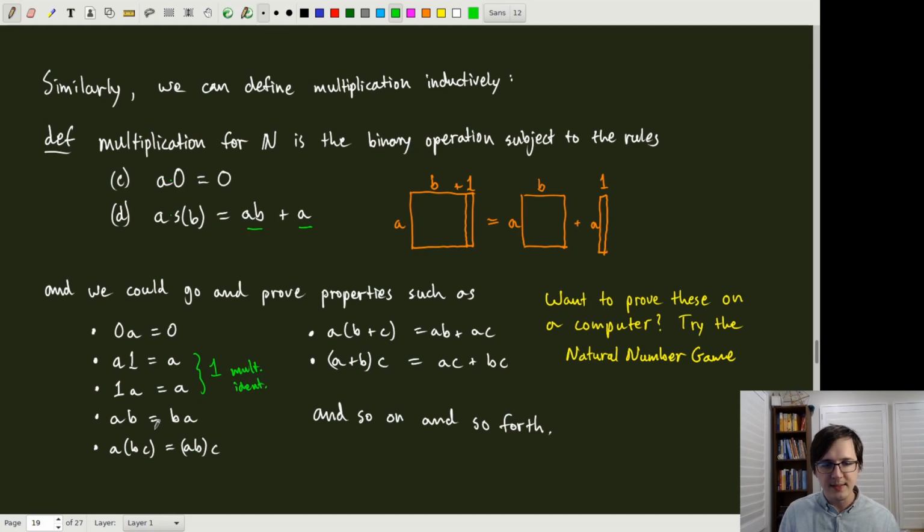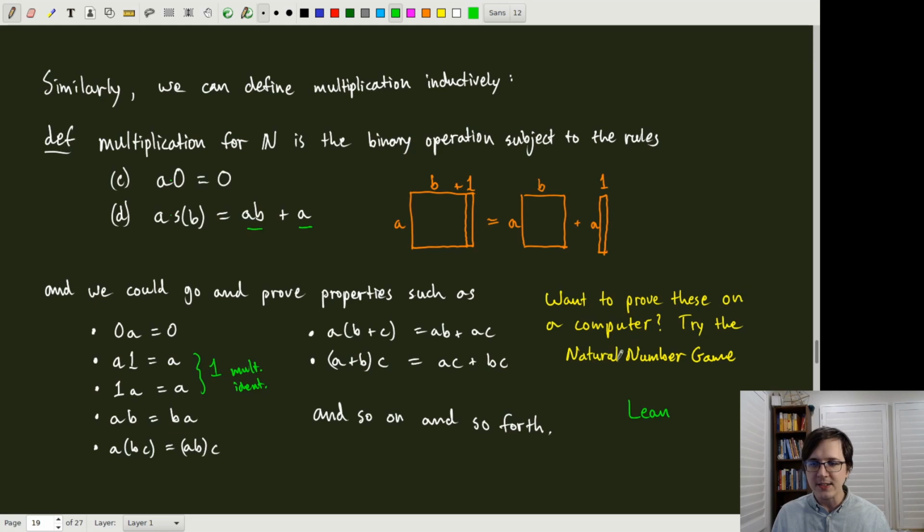We can show that multiplication is commutative, that it's associative, and that it distributes over addition, and so on and so forth. So rather than doing this in lecture, one thing I think would be a good experience, at least I enjoyed it, is proving these things on a computer using a language called Lean.